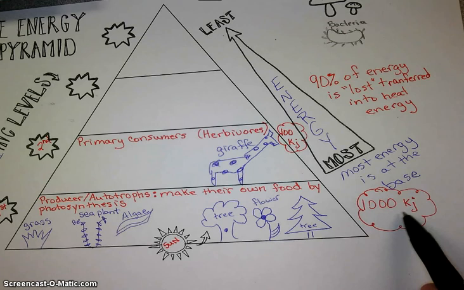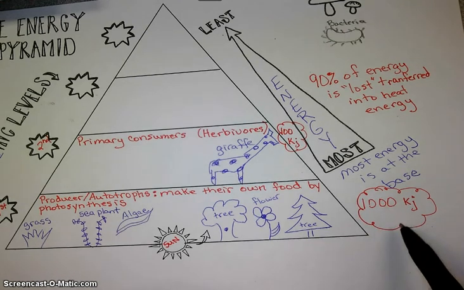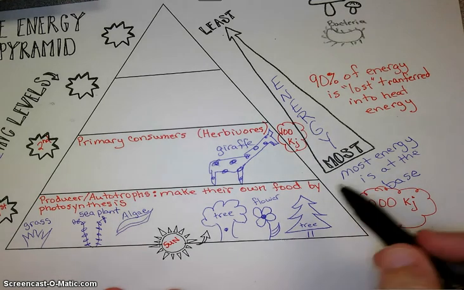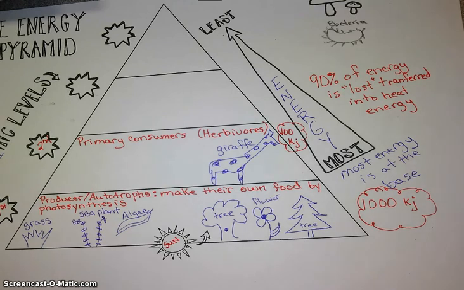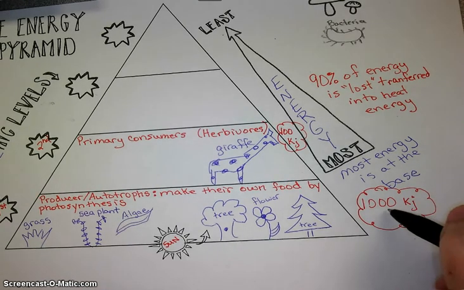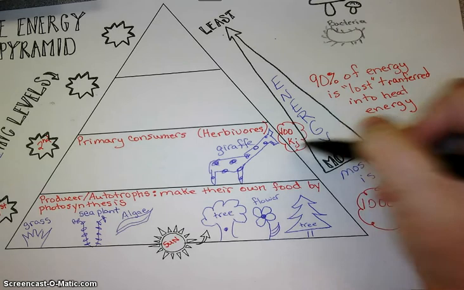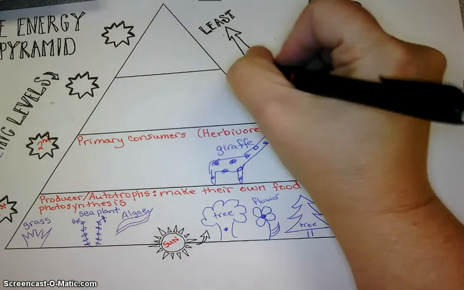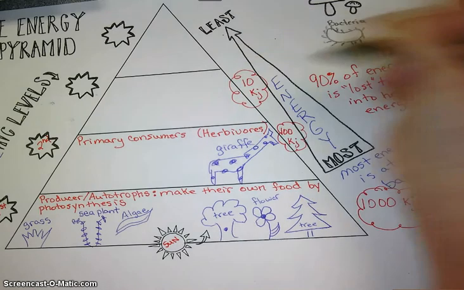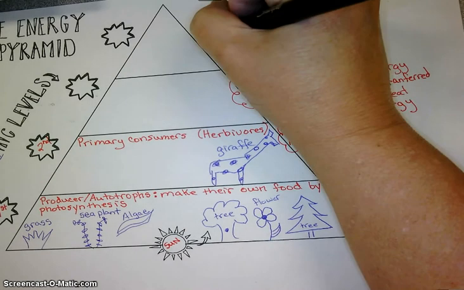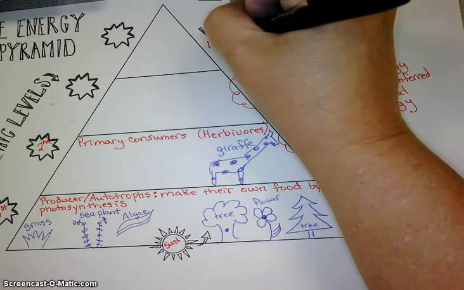Now, I just picked 1,000 because it's easy to move the decimal. I could have picked 200, and then this would have been 20. But 10% is all that is transferred to the next trophic level. And so we're going to see that if this is 1,000 and this is 100, 10% of 100 is going to be 10 kilojoules, and 10% of 10 is going to be 1 kilojoule.